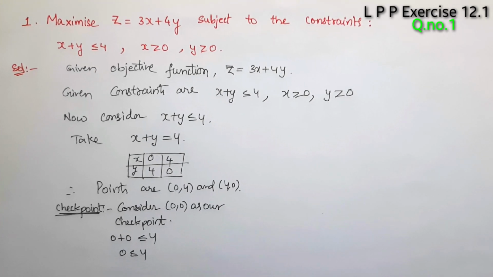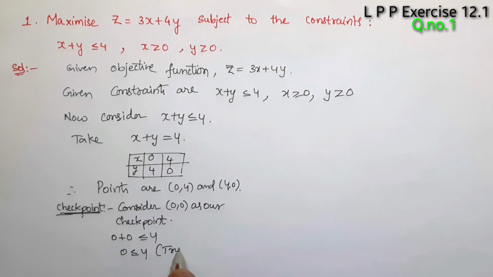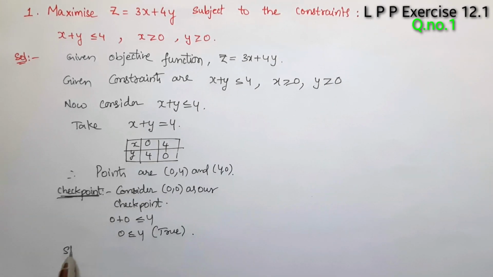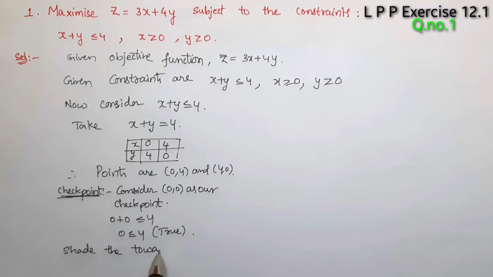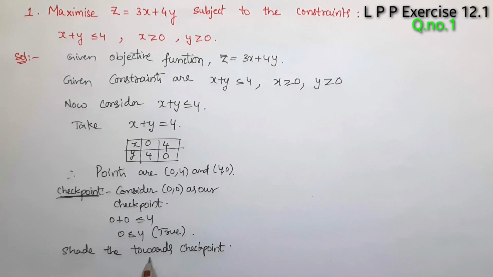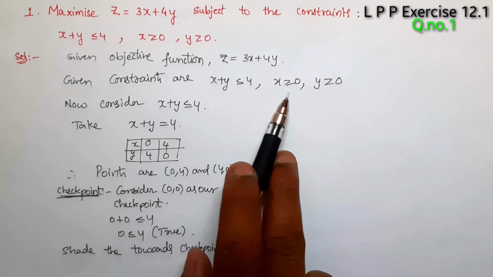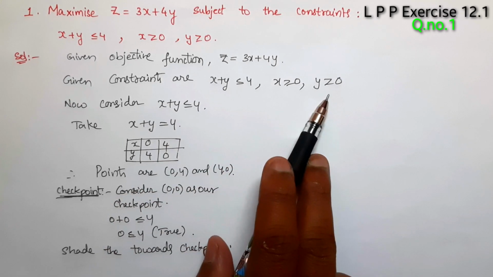Whenever we get 0 ≤ 4, that means it is true. True means we shade the region towards the checkpoint. For example, if we get false, we shade the region away from the checkpoint, or we can write shade the region opposite to the checkpoint. So this is about the first inequality. Next, the second inequality and then the third inequality.